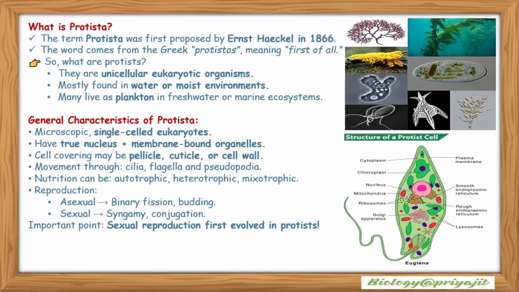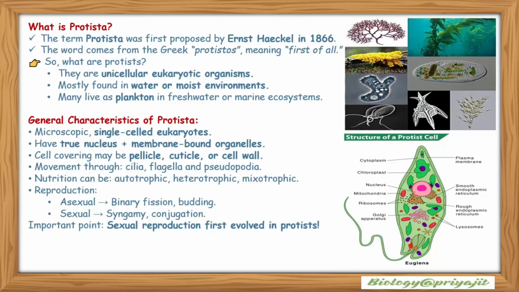What is Protista? The term Protista was first proposed by Ernst Haeckel in 1866. The word comes from the Greek word protistos, meaning first of all. So what are protists? They are unicellular eukaryotic organisms. Mostly they are found in water or moist environments. Many live as plankton in freshwater or marine ecosystems.